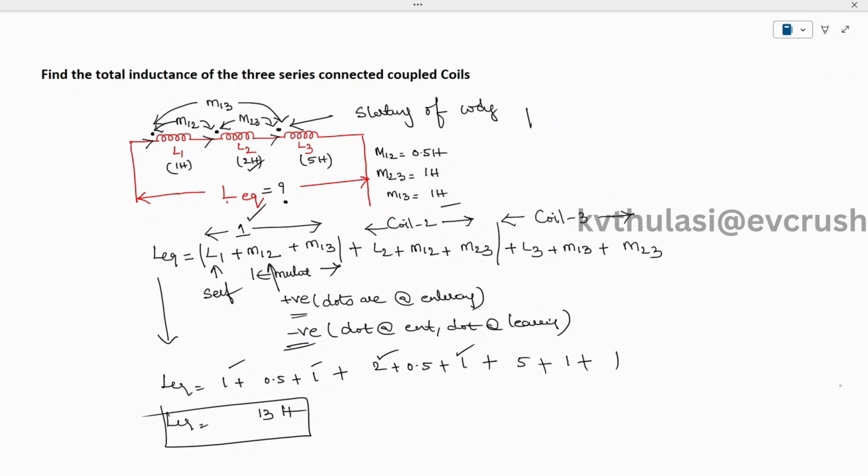When you start the winding, you represent it like this. Coils may be there, and you write the starting of the winding as a dot. Whenever the dot is there at the starting, you can confirm that this is the starting of the winding. Without the dot indicates the leaving of the winding. That is how to solve this kind of problem.